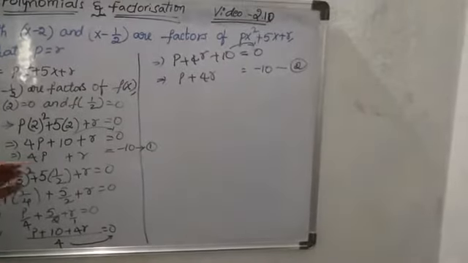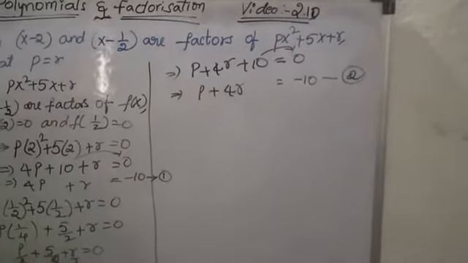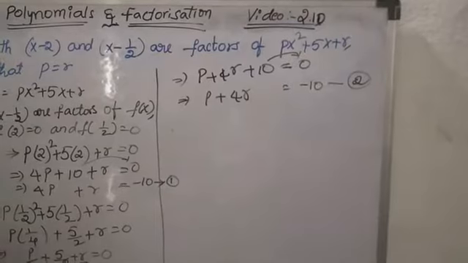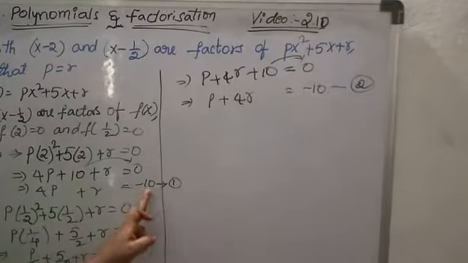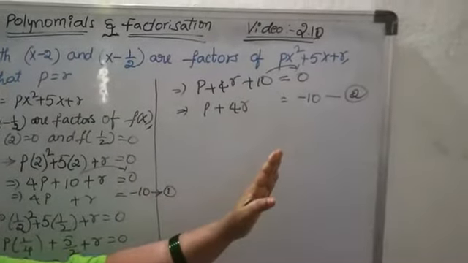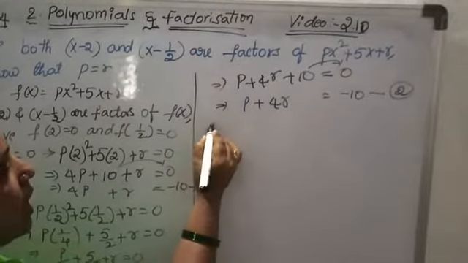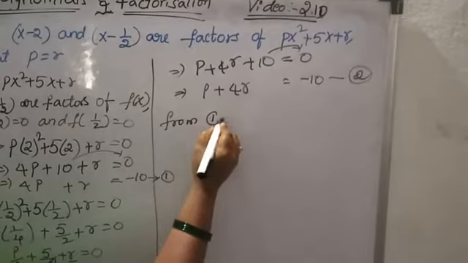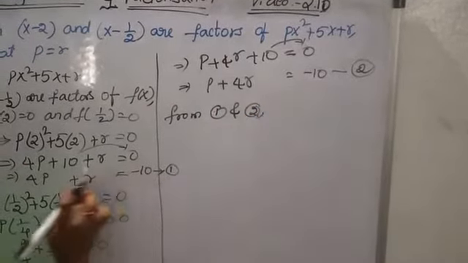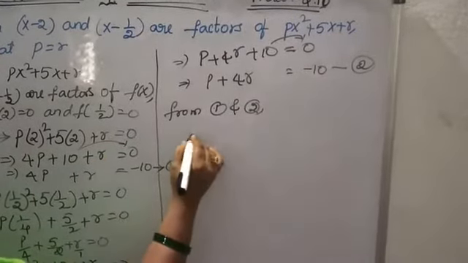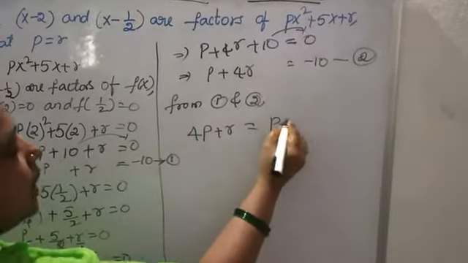Here we have two equations, equation 1 and equation 2. Now solving these two, we are getting p is equal to r. Observe equation 1 and equation 2, the RHS values are the same, minus 10 and minus 10. If the RHS values are equal, then the LHS values also should be equal. So from 1 and 2, we have RHS values equal, so LHS is also equal: 4p plus r is equal to p plus 4r.